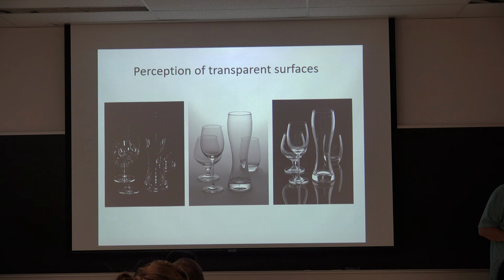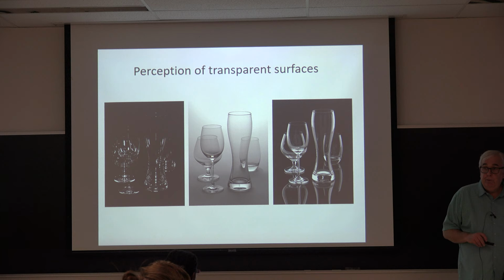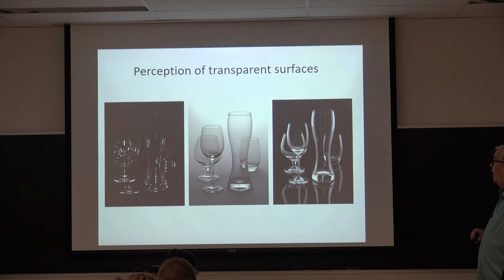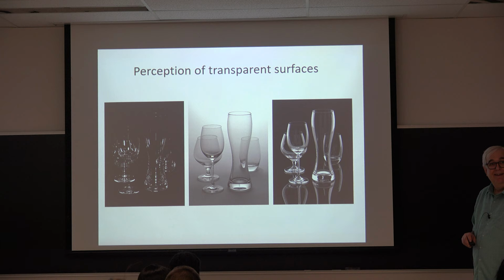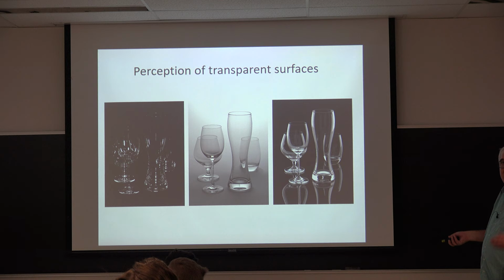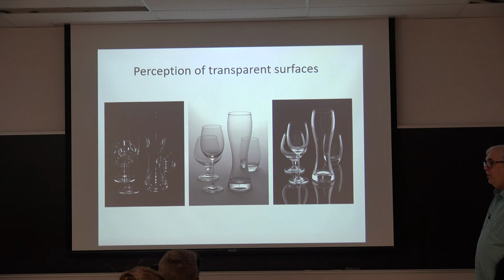All right, let's talk about some other materials. The perception of glass. Glass is a photographer's nightmare. They waste countless hours, because if you just take glass objects on the table and photograph them with a flash bulb, you'll get something that looks like this, which no photographer would want to show you. And so they have special techniques for doing glass. One's called the bright field method, which I've demonstrated here, and one's called the dark field method, which I've demonstrated here.